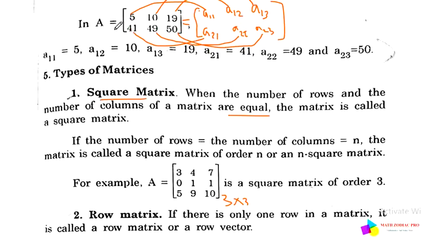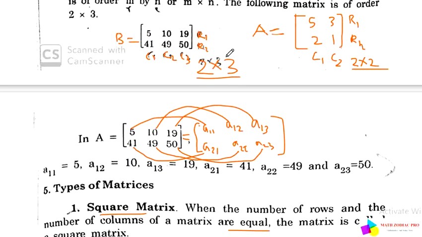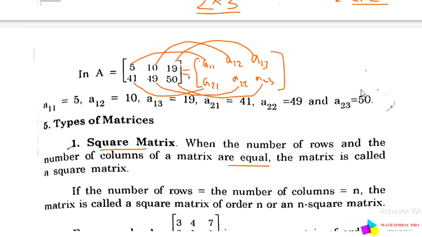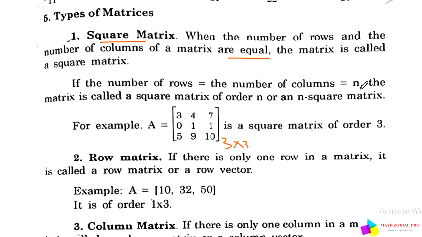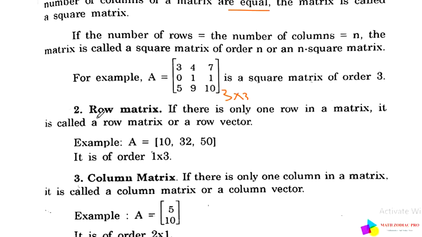Here, given the example A equal to 5, 10, 90, 41, 49, 50, it is a 2 by 3 matrix, so this is not a square matrix. But A equal to 5, 3, 2, 1 has order 2 by 2, so this is a square matrix. The orders are the same: 2 by 2, 3 by 3, 4 by 4.